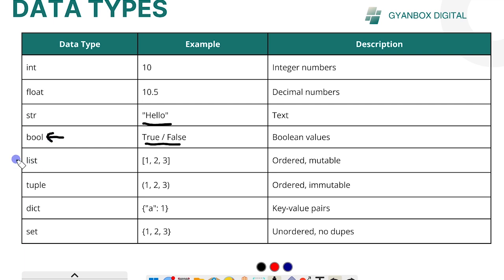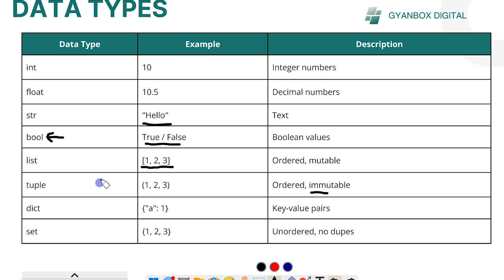Then come the collective data types. If you have multiple values stored together, then it is a list. The difference between list and others is that a list is created in a pair of square brackets. They are ordered and they are mutable. Mutable means you can change the value of the contents. Tuple is another type of collective data type which is again ordered but immutable, meaning you cannot change the values of the tuple once it is created.